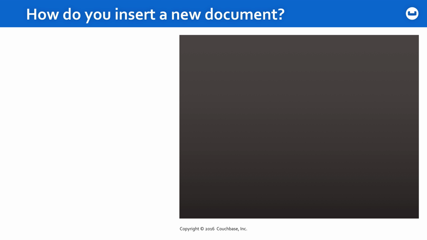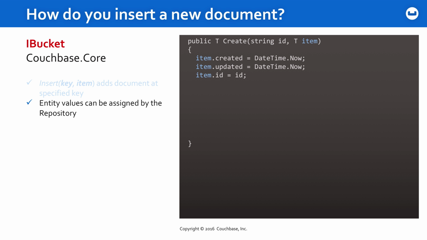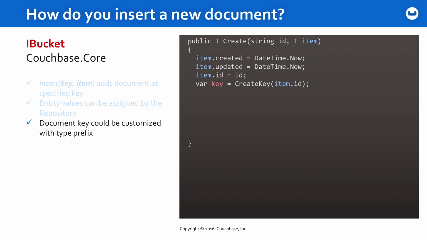So how do you go about inserting a new document? Well, that's pretty straightforward. There's an insert method on your bucket. Now the repository, of course, might expose a create method just because CRUD is something many of us are very used to, but you just pass a key and an item to the insert method of your bucket. So that item here within the repository, you would update with the created, updated ID, and so on.